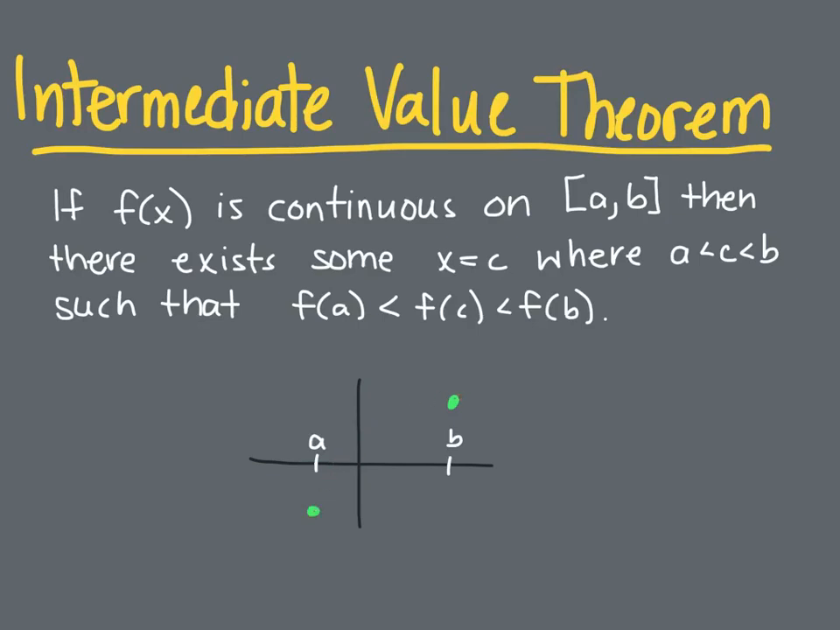When you're asked a problem like this on the AP test, it will give you the function f of x and ask you to prove that f is equal to some y value at some point on the interval a to b. So basically, it's asking you to prove something about the function itself that's given.